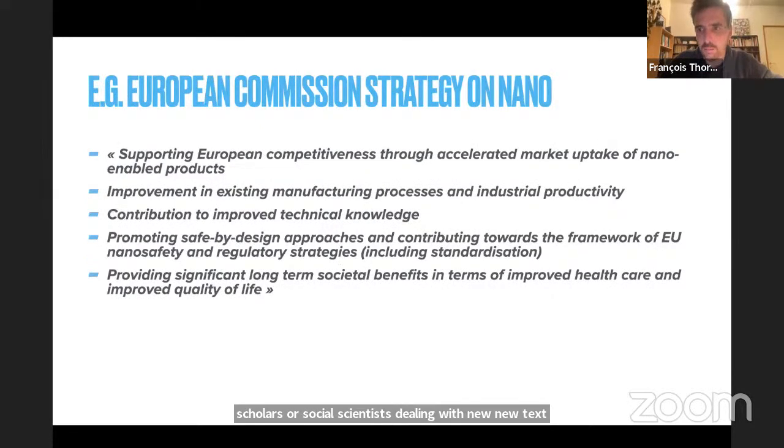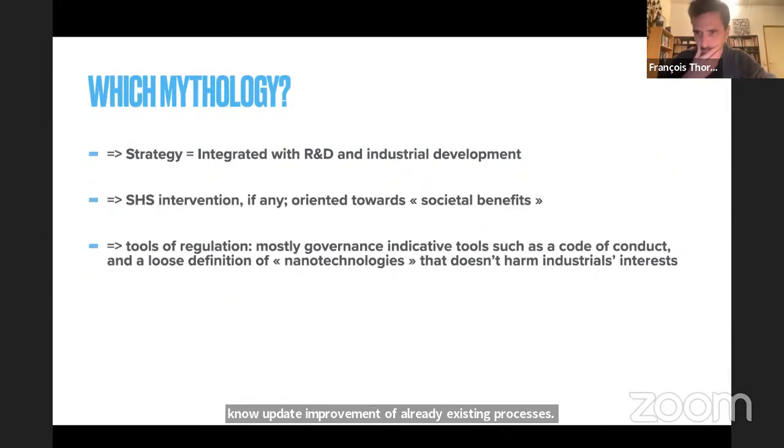Yeah, I'm not going to go more in depth about the European Commission strategy on nanotechnologies. I wanted to tell you a bit about how they translated responsible innovation, but it was mostly about enhancing competitiveness through accelerated market uptake, improvement of already existing processes. So I guess if you would make an analysis of the nano R&D strategy, it was mostly about integration of R&D with industrial development.